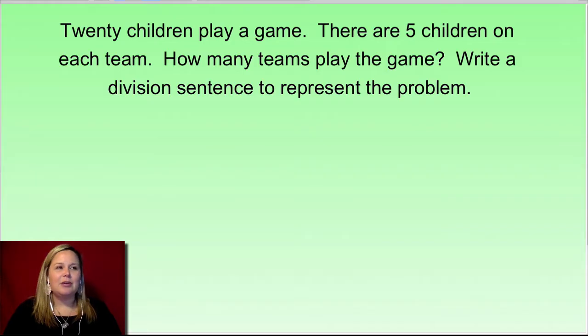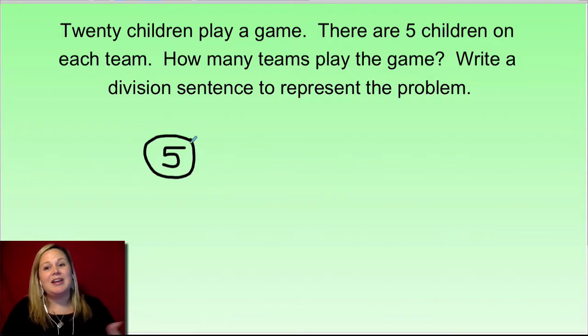Okay, so if I want to start to think about this, the first thing I'm going to do is I might just do a little quick draw with it. As I'm doing that, I know that there are 20 children all together, and I know that there are 5 children on each team. So I know how many are in each group, but I don't know how many teams or groups there are. So what I'm going to do is draw a 5. So that's one group right there.